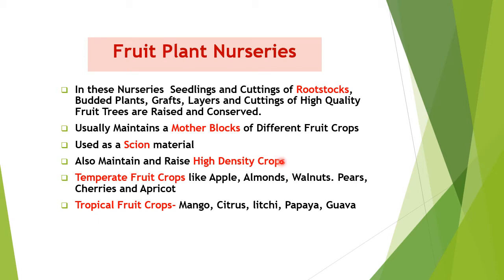and other fruit trees. There are temperate fruit crops which can be raised in nurseries like apple, almond, walnut, pear, cherry, and apricot. Tropical fruit crops include mango, citrus, lychee, papaya, and guava. These are some of the fruits which are grown in tropical areas as well as in temperate areas. So fruit plant nurseries are those which propagate plants that are basically fruit crops.